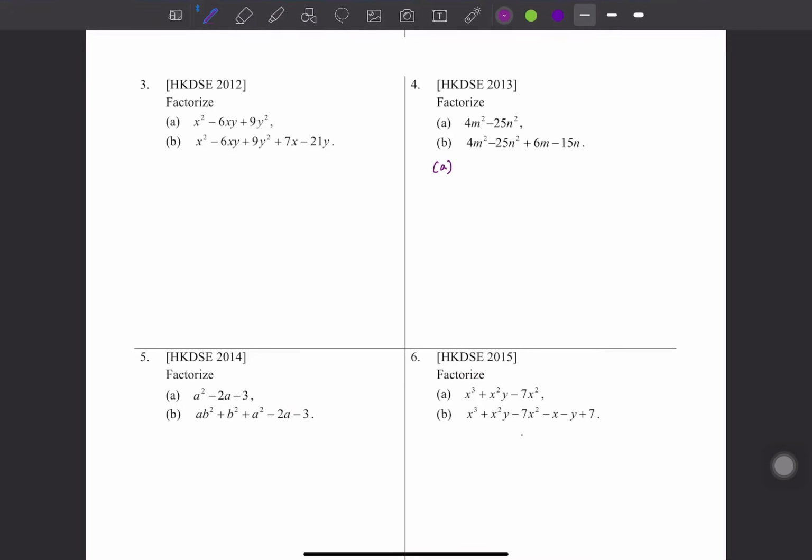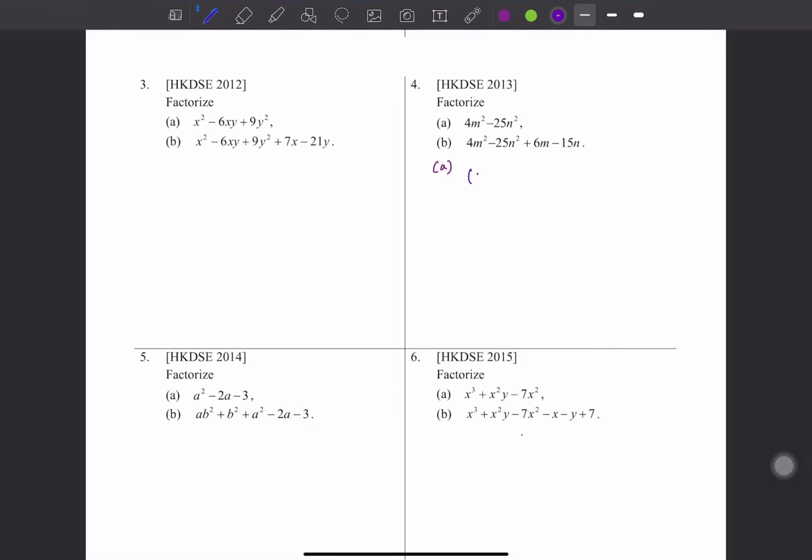Question 4. If you see two terms, remember step 1. Do we have any common factor? No. Can we use factorization by grouping? We have two terms only, so you cannot use factorization by grouping. Okay, it is an identity. I find this is an identity.